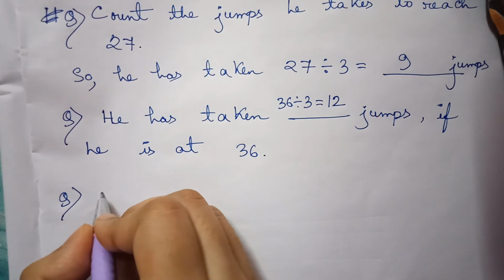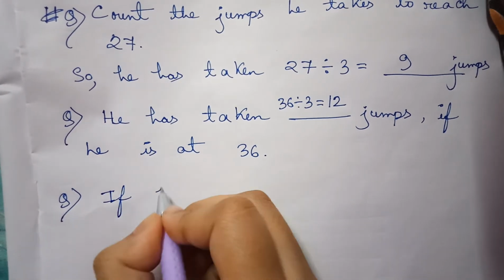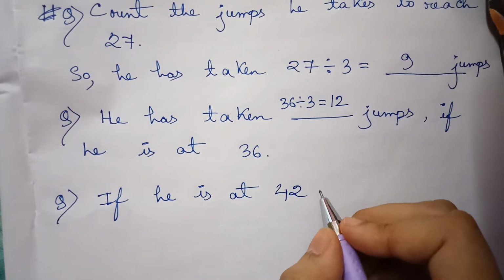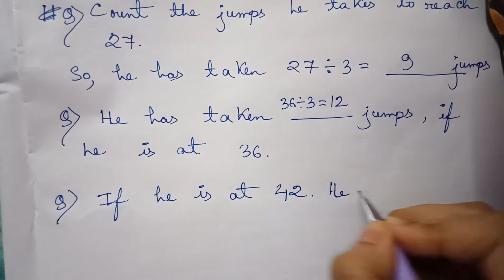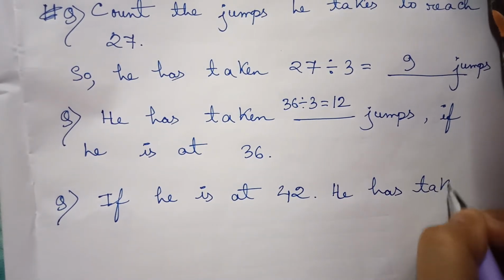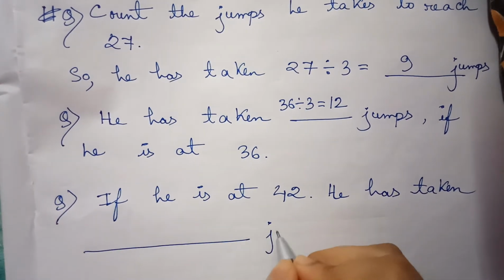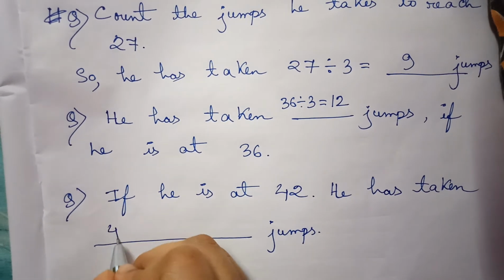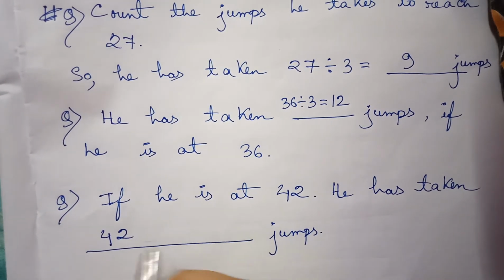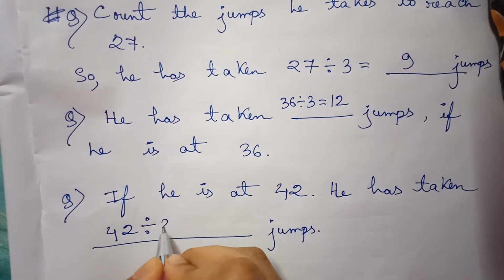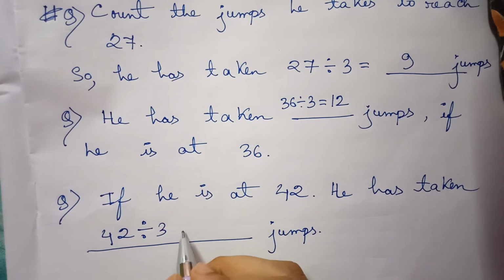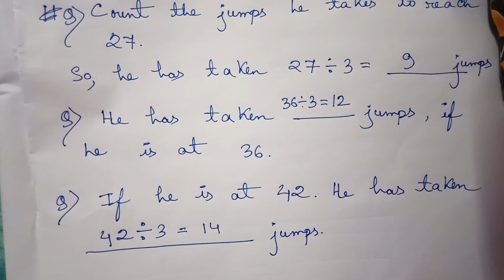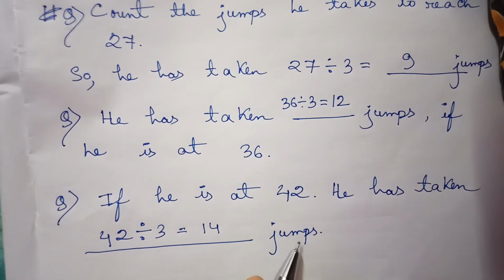So the next question is, if he is at 42, he has taken dash jumps, right? So we will write here, obviously 42 steps, he is at 42. So 42 divided by 3, right? Samely we will do 42 divided by 3. So the answer is 14, right? So he has taken 14 jumps, right?